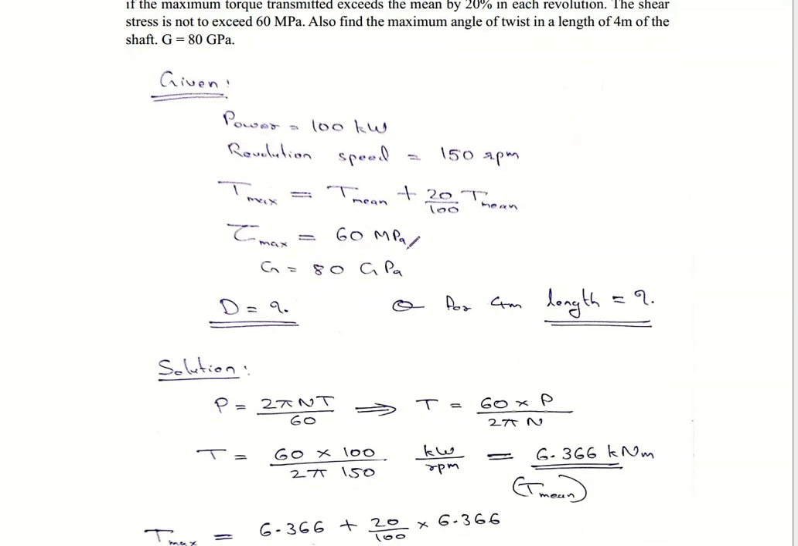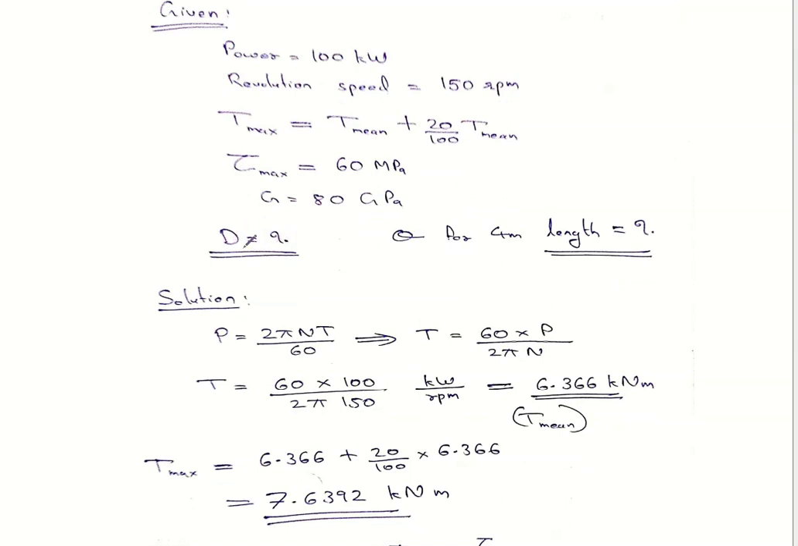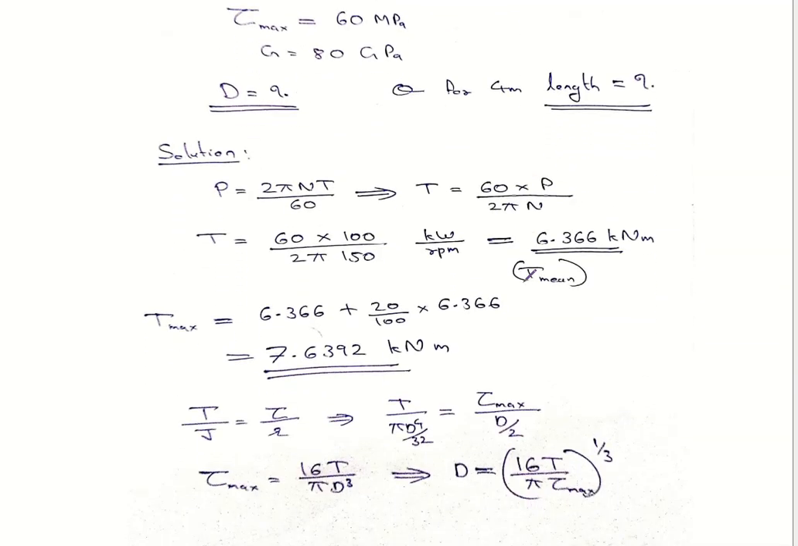Then tau max 60 megapascals is given, G is 80 gigapascals. We are asked to find diameter and theta. As the second part, we are asked to find the theta for 4 meters length. So initially we use the equation that was introduced in the beginning of the video. By substitution, we are substituting power in kilowatts and RPM as such.